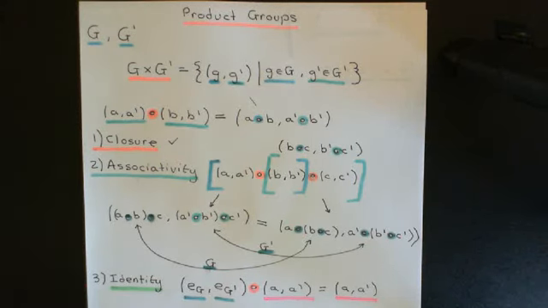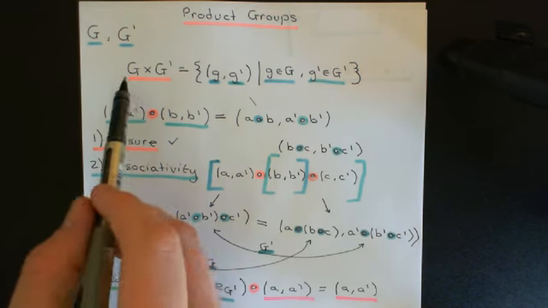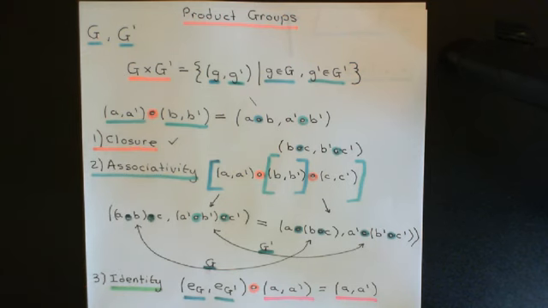Okay, so welcome back to this next video in which we are discussing product groups. In the previous video what we discussed was the construction of the product group of an arbitrary group capital G with another group capital G prime. And these two groups don't need to be related to one another in the slightest, they're just two arbitrary groups.